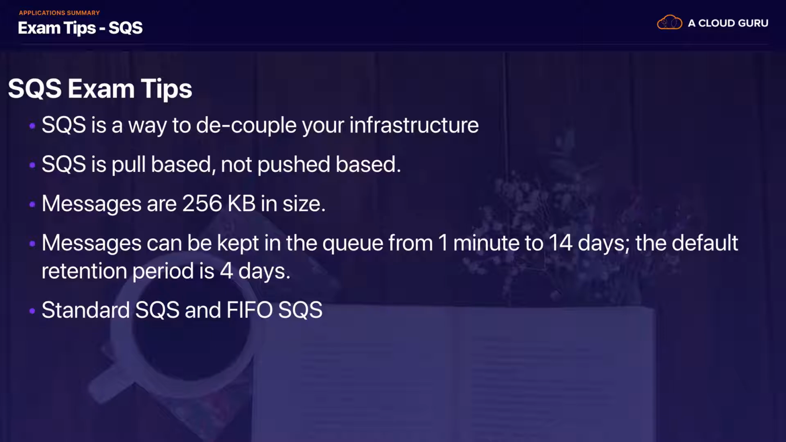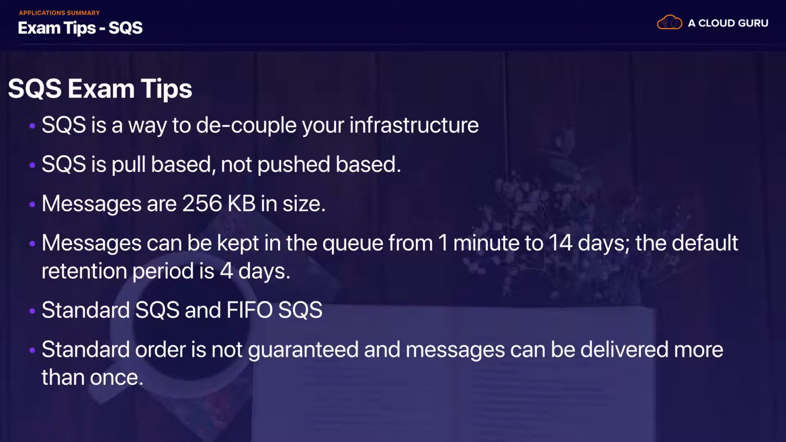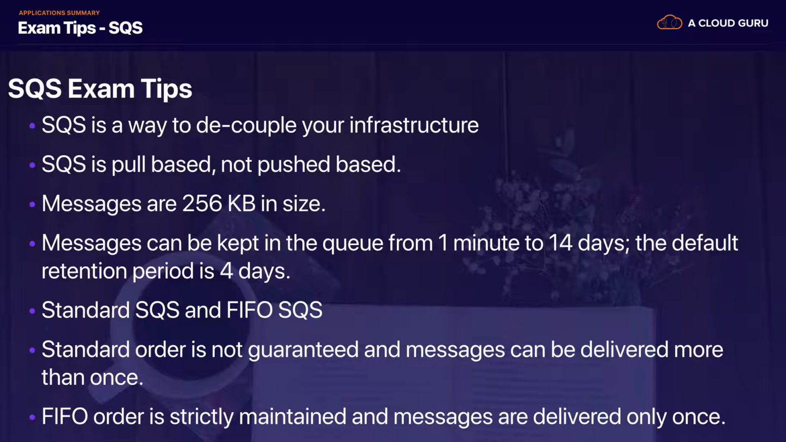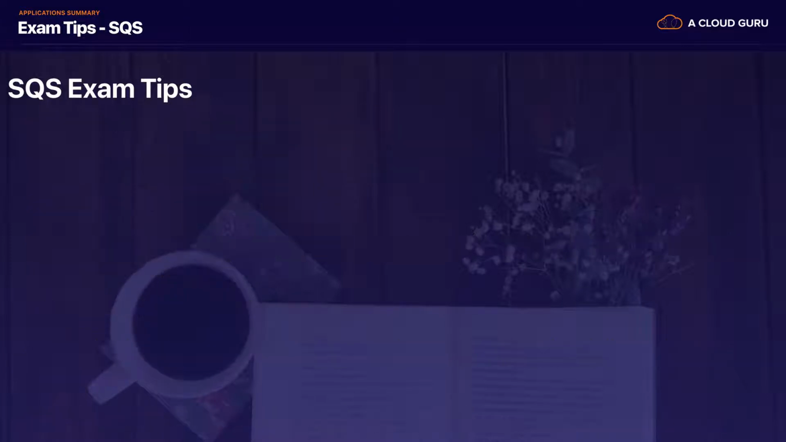And then just remember the two different types of SQS. We've got standard SQS and we've got FIFO SQS, and you have to understand the different use cases for them. With standard, order is not guaranteed and messages can be delivered more than once. With FIFO, order is strictly maintained and messages are delivered only once. So really remember that going into your exam. Remember the difference between standard and FIFO.